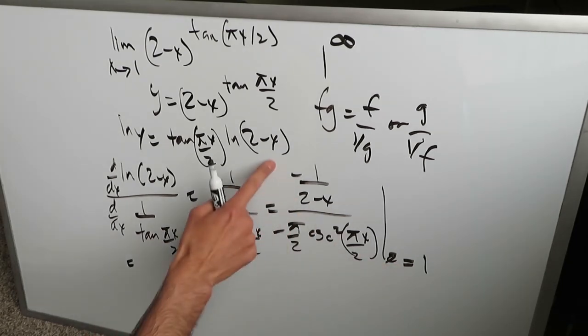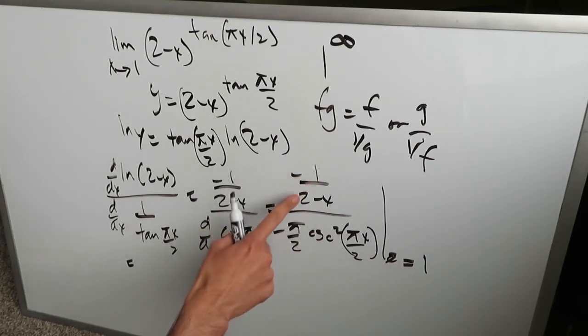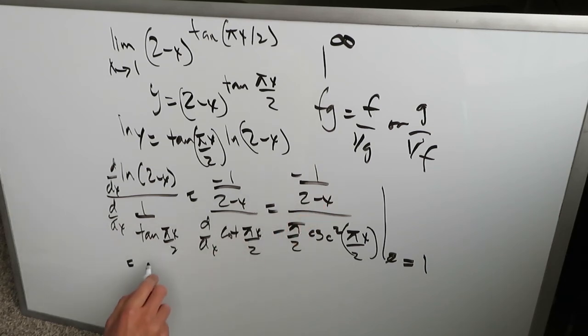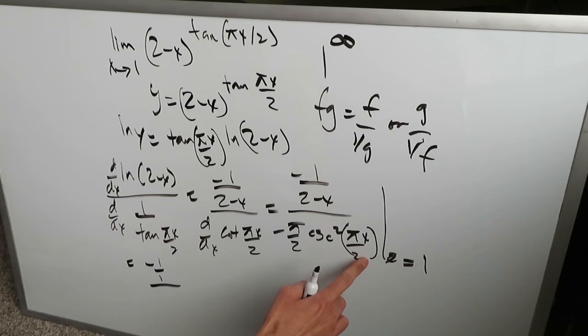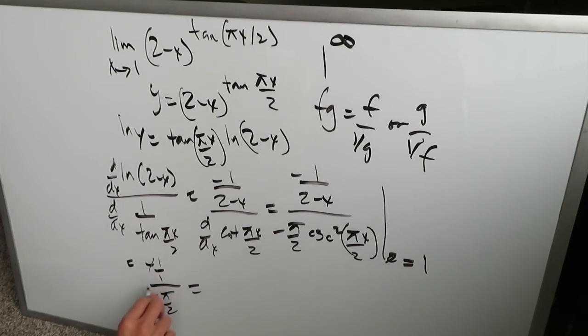You put 1s here in the numerator, you get minus 1 divided by 2 minus 1, which is minus 1 over 1. Here you put 1s in place of this. Cosecant squared of 90 degrees is just a 1, square of that is a 1. Hit that with a minus pi over 2, you get a minus pi over 2. These minuses can cancel out, you get 1 over 1 times 2 over pi, and your answer is 2 over pi.